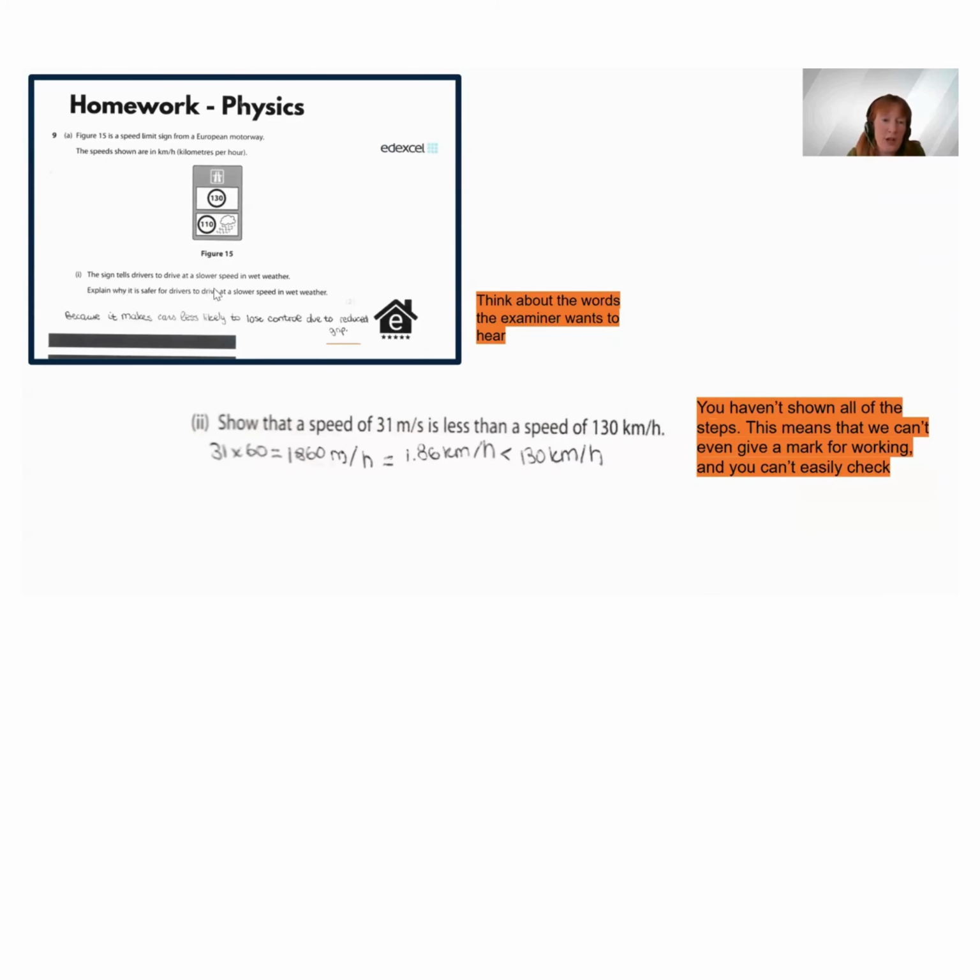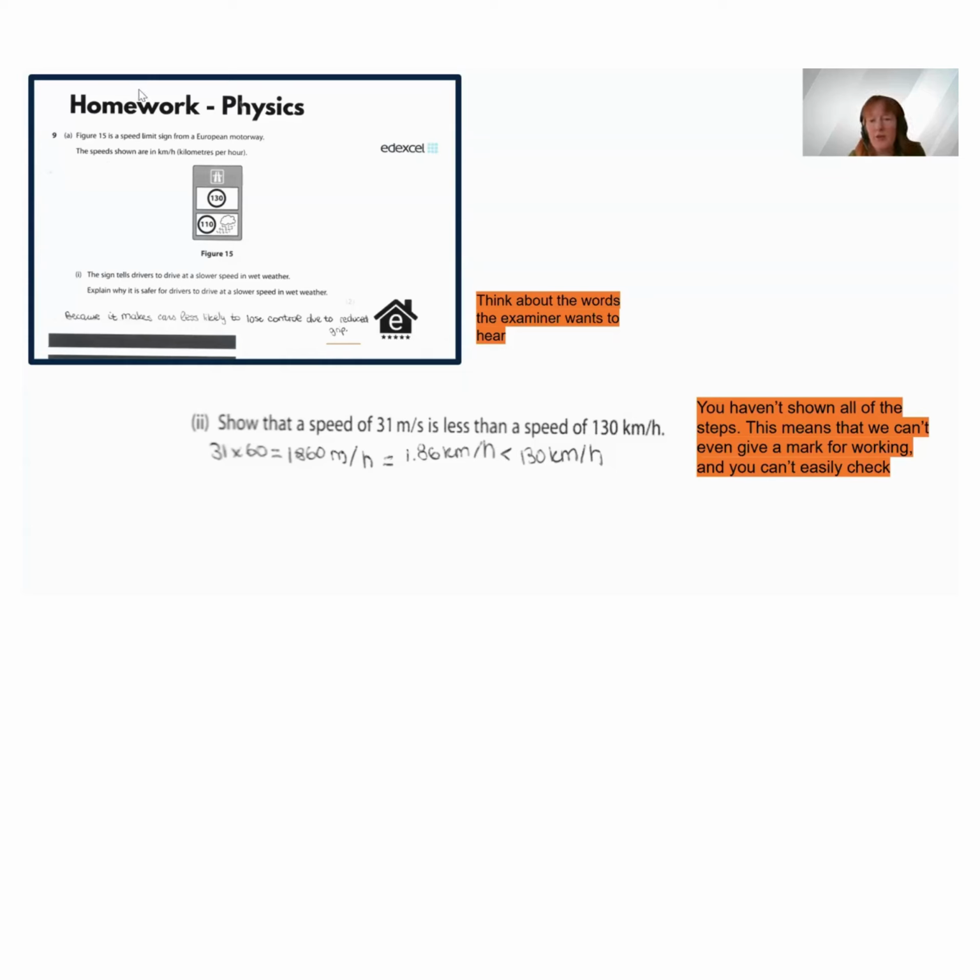The sign tells drivers to drive at a slower speed in wet weather. Explain why it is safer for drivers to drive at a slower speed in wet weather. Someone has said because it makes cars less likely to lose control due to reduced grip. Think about the words the examiner wants to hear. Rather than grip, it would be reduced friction.